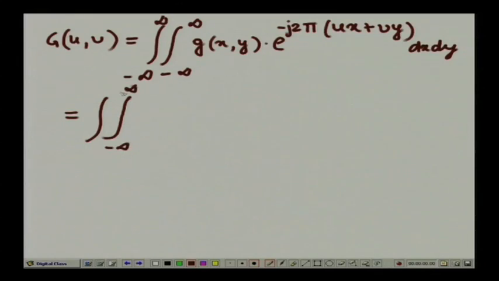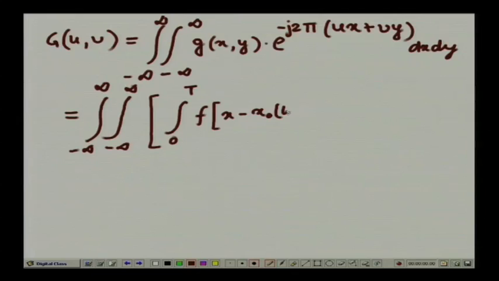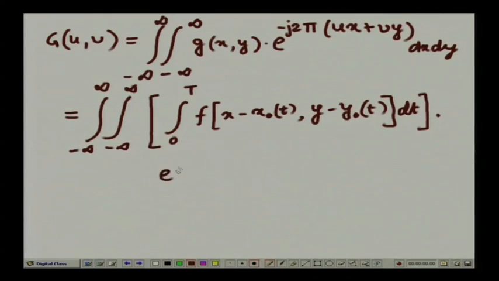Integral from minus infinity to infinity, again minus infinity to infinity. Now, this g x y is to be replaced by the expression that we have got earlier, integral 0 to T of f of x minus x naught t, y minus y naught t, dt, into e to the power minus j 2 pi (u x plus v y) into dx dy.